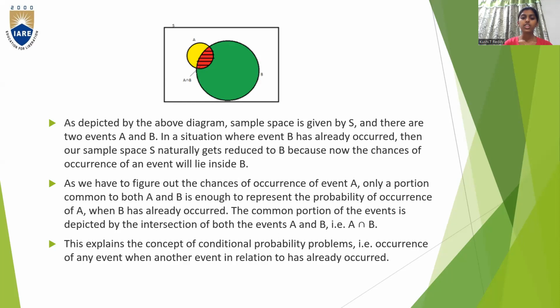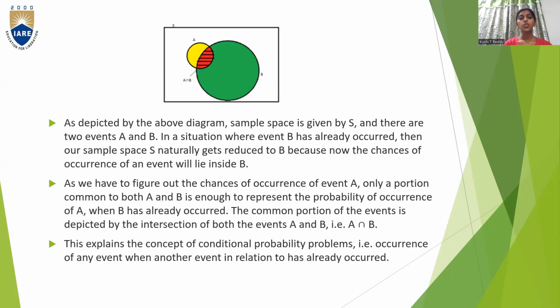As we have to figure out the chances of occurrence of event A, only the portion common to both A and B is enough to represent the probability of occurrence of A when B has already occurred. The common portion of the events is depicted by the intersection of both events, that is A intersection B. This explains the concept of conditional probability, that is, the occurrence of an event when another event in relation to it has already occurred.